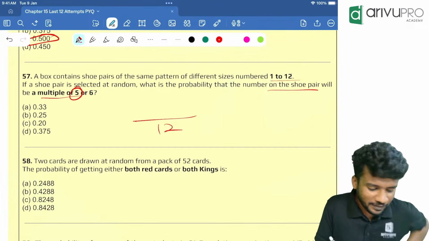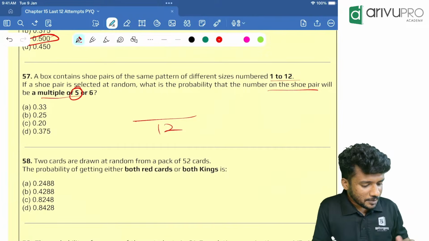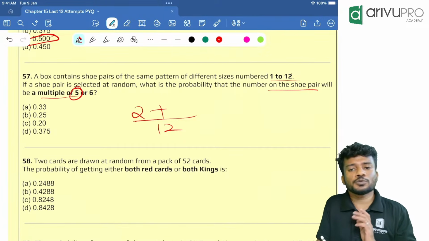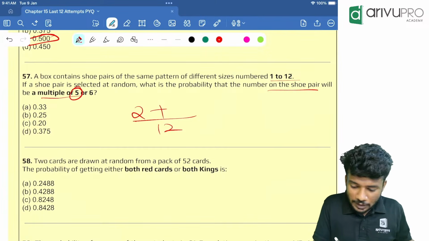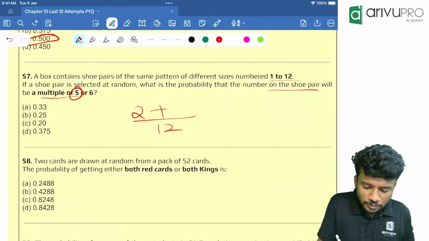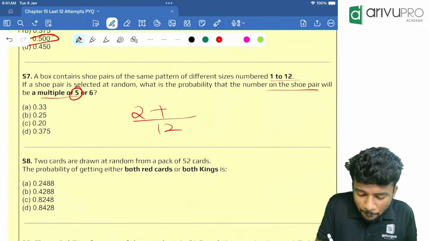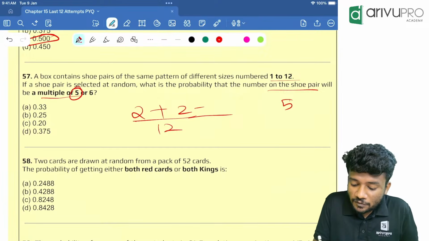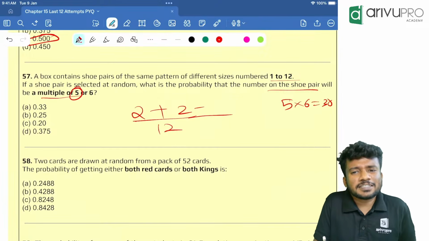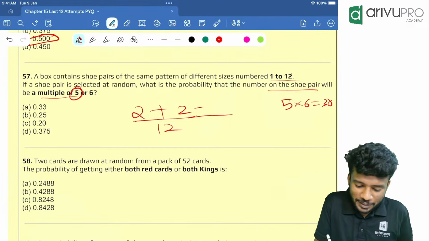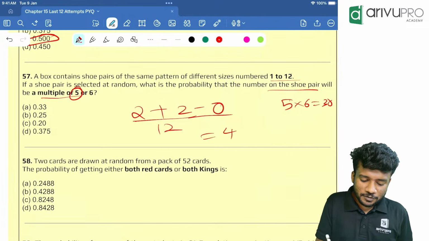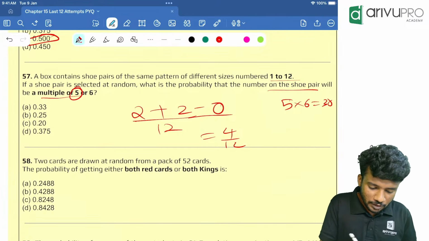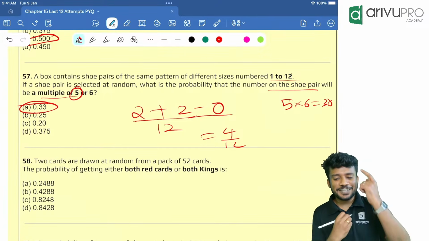Then divisible by 5. So 12 divided by 5 is 2.4. You will only write the non-decimal part. So 2 you will write, plus 12 divided by 6, which is also 2. Then minus, for 5 and 6 we need to check 5 into 6, which is 30. 30 is not between 1 and 12, so you can ignore that, 0. So the answer is 4 by 12. Take your calculator. 4 by 12 is 0.33333. Option A is your answer.